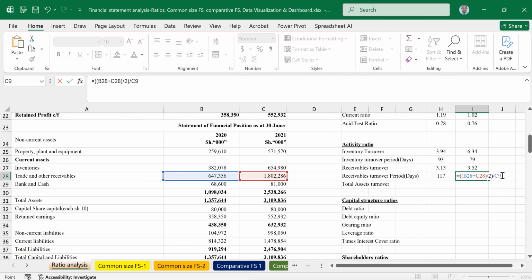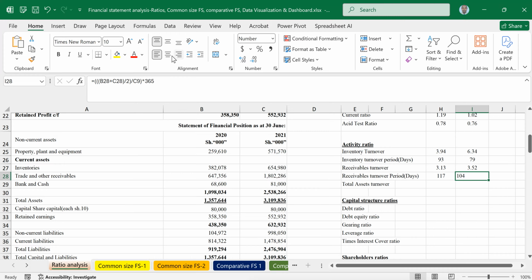So another bracket, then another bracket, then that is when it's multiplied times 365. So I've added another bracket at the beginning so that we multiply times 365. So 104 days, we can confirm that, 104 days.